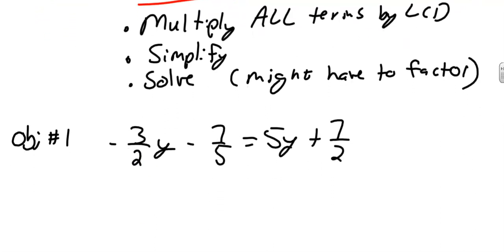Okay, so very first thing we have to do is find out what that least common denominator is. And we only have 2 and 5. So if you multiply 2 and 5 together, your least common denominator is going to be 10. So all we're going to do now is go back and take every single term that's here and multiply by 10.